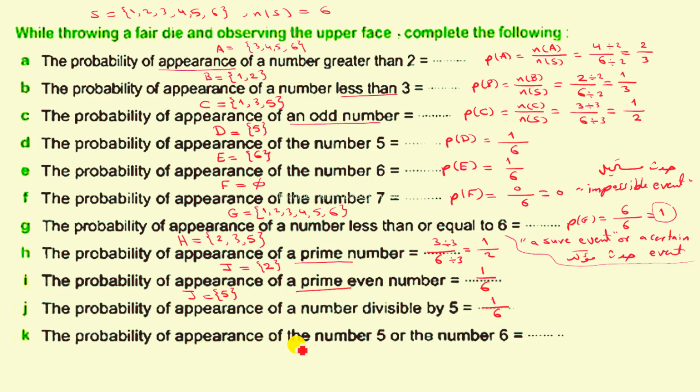The probability of appearance of the number 5 or the number 6. Here "or" means we write them together in one set, if you remember the union. So event K is the appearance of 5 or 6, a set that contains 5 and 6. What is the probability of K? The number of elements of K, which is 2, over the number of elements of the sample space, 6. We simplify: the numerator and denominator are divisible by 2, so it is 1 over 3.